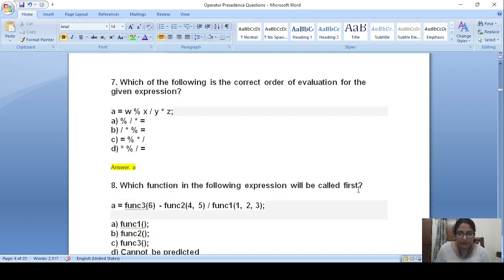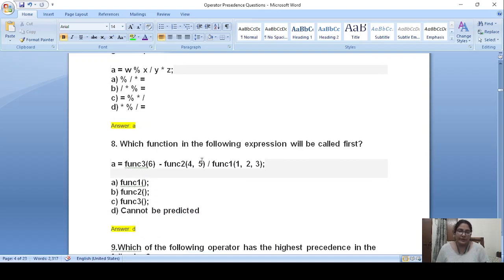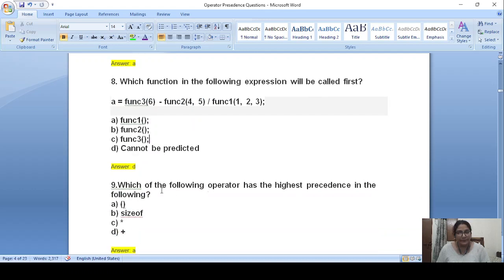Which function of the following expression will be called first? This cannot be predicted. When you are writing a particular type of expression and calling functions in the expression, it cannot be predicted which one will be called first. This is compiler dependent.